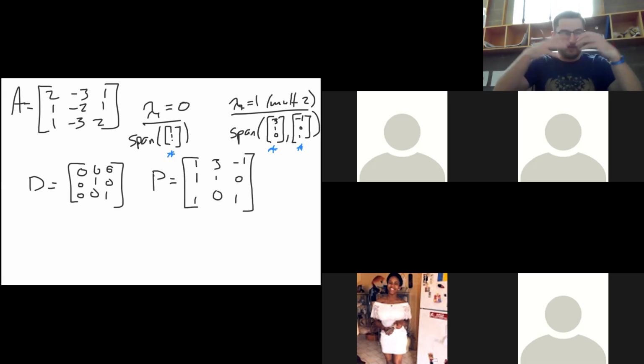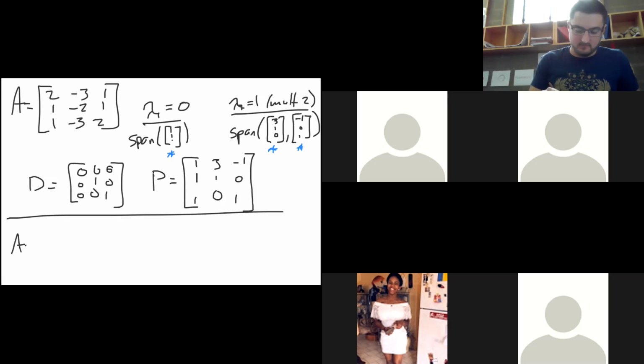So we didn't have 3 distinct eigenvalues. We only had 2 distinct eigenvalues, 0 and 1. But we can still diagonalize it because I'm able to have n distinct eigenvectors. I have a 1, 1, 1, I have a 3, 1, 0, and I have a -1, 0, 1.